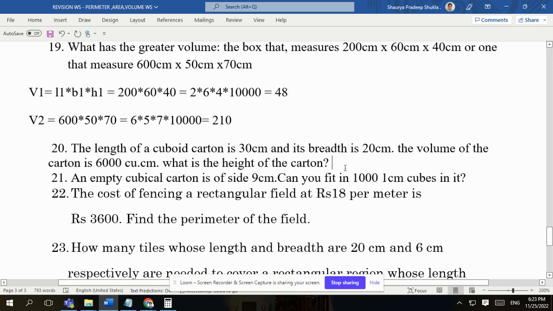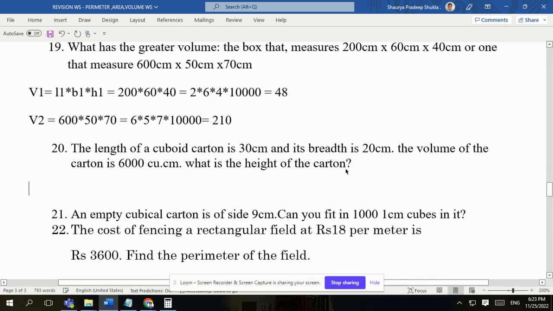Okay, next problem. Find the height of a cuboid. It's a cuboid, 30 multiplied by 20. What is the height? Very important: what is the formula? Volume equals L into B into H. So H will be volume divided by L into B, length multiplied by breadth. So 30 into 20, how much will it come? No, you have to do L into B.